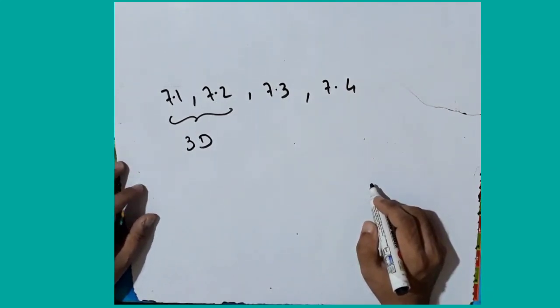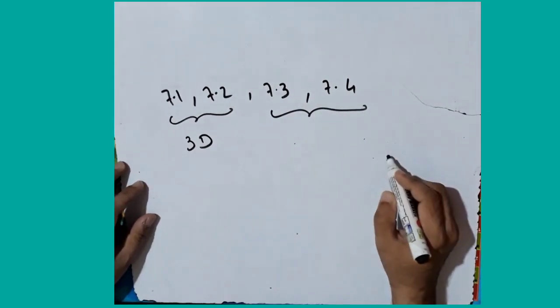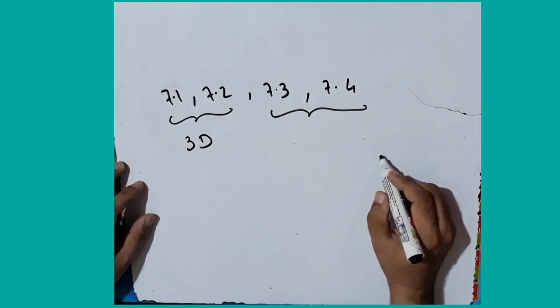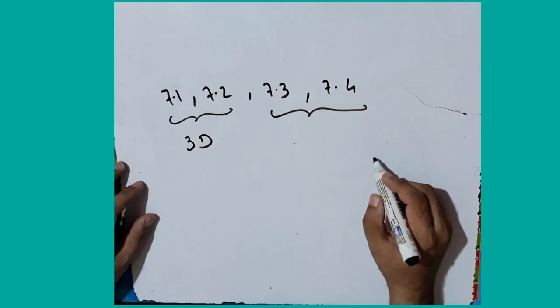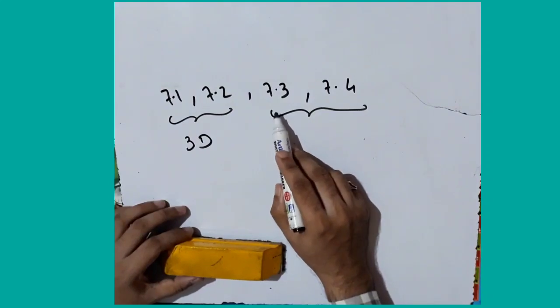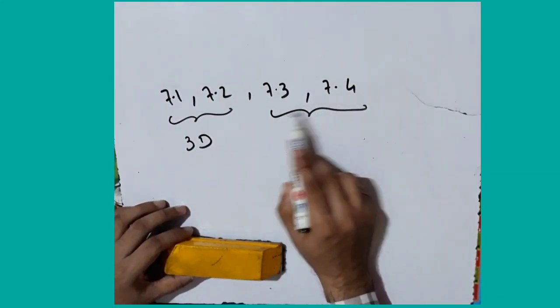With 3D objects I mean to say the sums related to cuboid, cube, cylinder, cone, sphere, hemisphere. In 7.3 and 7.4, we are going to solve the sums related to area of circle, area of segment, area of sector. Now we begin with 7.3 and 7.4.